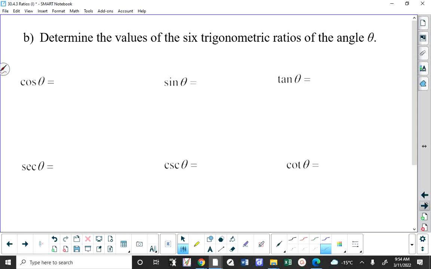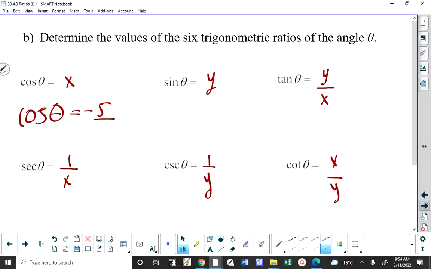What is cosine of theta for this point? Sine of theta, tan of theta, secant, cosecant, cotangent. This is really easy because cos is x since it's on the unit circle. Sine is y, tan is y over x. Secant is the reciprocal of cos. Cosecant is the reciprocal of y. Cotangent is the reciprocal of tan, which would make it x over y. And we know x and y. X is negative 5/13. So cos of theta is negative 5/13. I got that right, correct? Negative 5 over 13 was what x was.